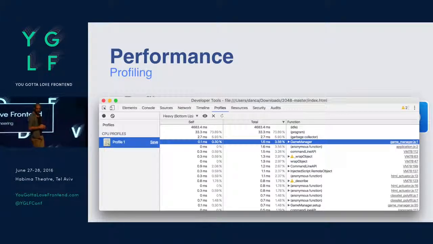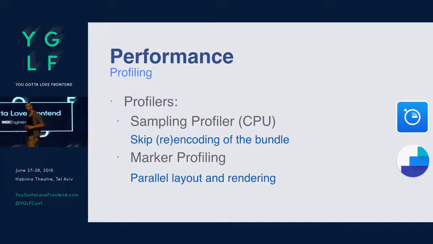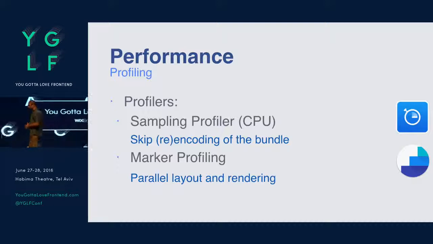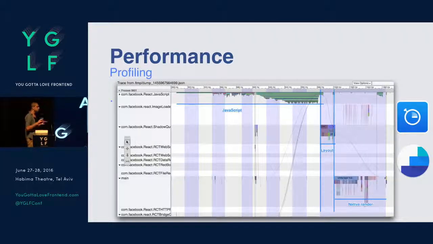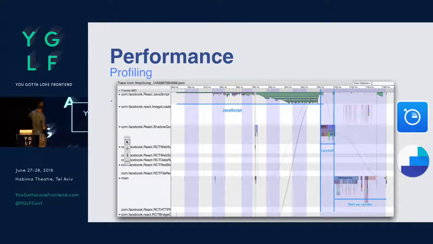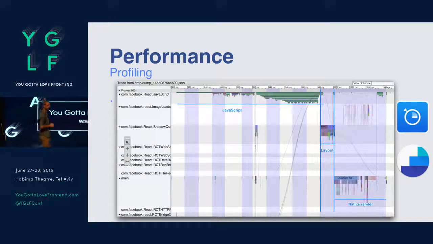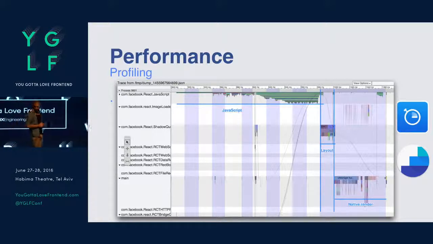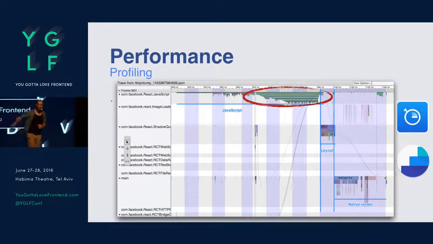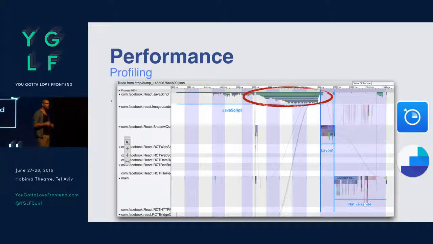Another type of profiler is called a marker profiler, which shows you visually and chronologically what happens when you run your code. So we ran a marker profiler on our code, and we got something like this. No worries, I'm going to walk you through it. On the left, you can see different threads and how they execute and what happens there. We notice that we wait for the end of our JavaScript code to start figuring out layouts and rendering views.